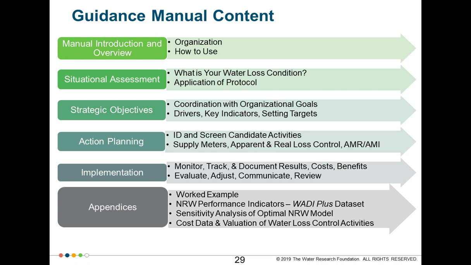Following an introductory section, the manual describes a process for defining a water utility's existing water loss situation and establishing a water loss control plan that recognizes the utility's strategic objectives, drivers, indicators, and targets for improving performance. Next, guidance is presented for identifying and screening candidate activities that address the key components of water loss. The implementation section features guidance for monitoring, tracking, documenting, and communicating results, costs, and benefits.